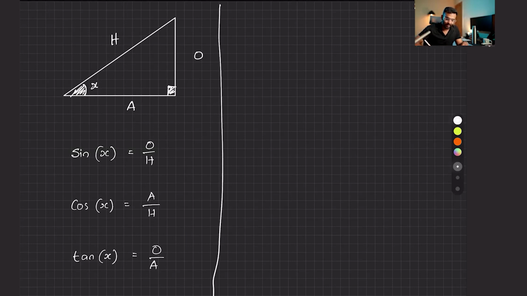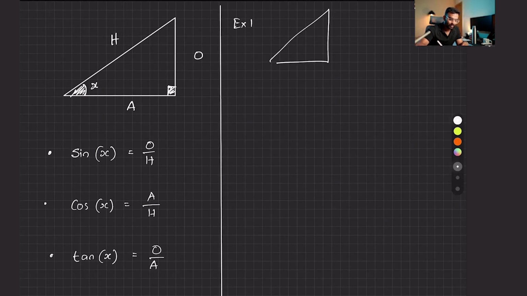I'm going to give you three examples to show you which one to use. Example 1. We have a right angle triangle. This is, let's say, 45 degrees. This one here is, let's go for 9. And X is the missing side.